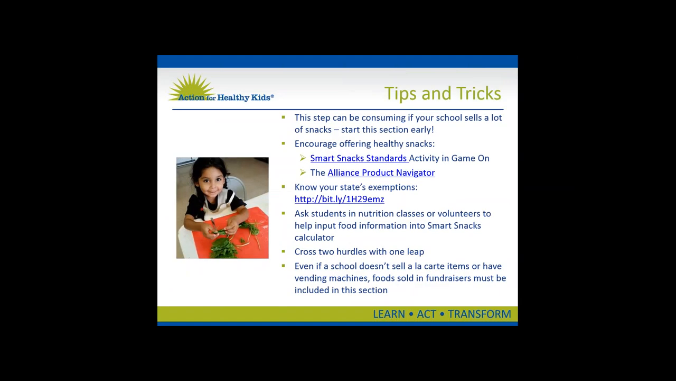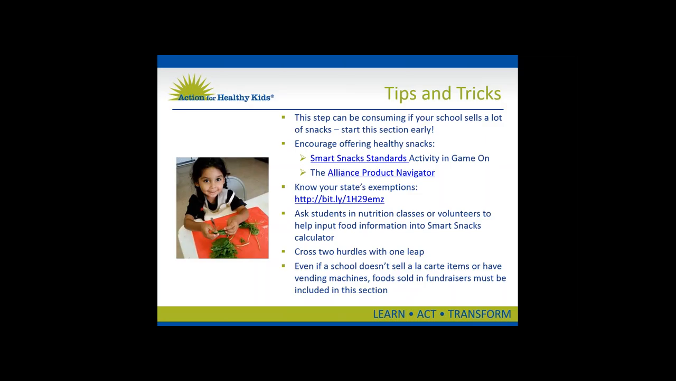So now we're going to go over a few tips and tricks before you get started. This can be a time-consuming section depending on how many snacks your school sells, so we suggest starting the section early. If you're looking to offer new healthy snacks, consider checking out the Smart Snack Standards Activity in Action for Healthy Kids Game On program, or use the Alliance Product Navigator to pick from a list of snacks that are Smart Snack approved. Another suggestion is to research your state's exemptions to know how many food fundraisers that don't meet Smart Snack standards are allowed.